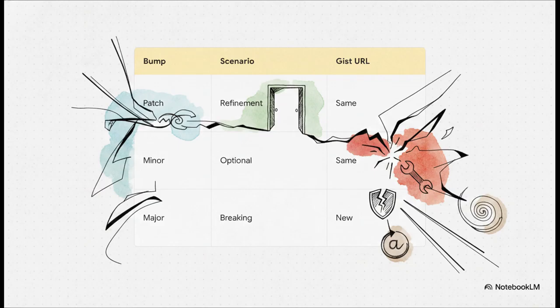A minor bump, that's adding an optional surface like image signing. Again, same URL. But a major bump is a breaking change, like renaming an app role. For that, you absolutely must generate a brand new gist URL, and, this is key, you leave the old gist live at version 1.x for any operators who haven't migrated yet.